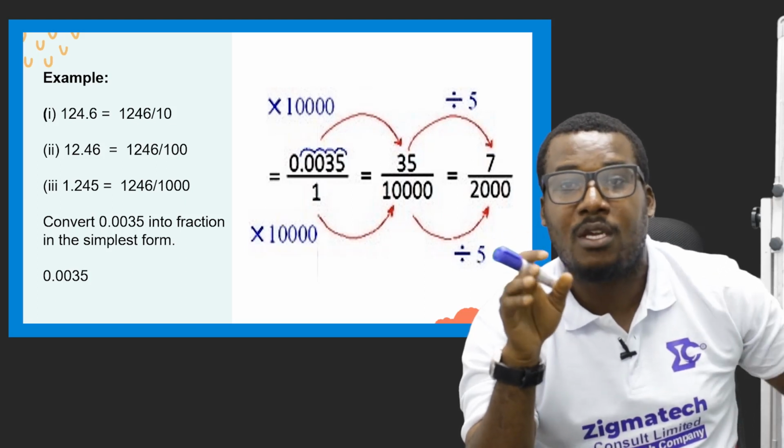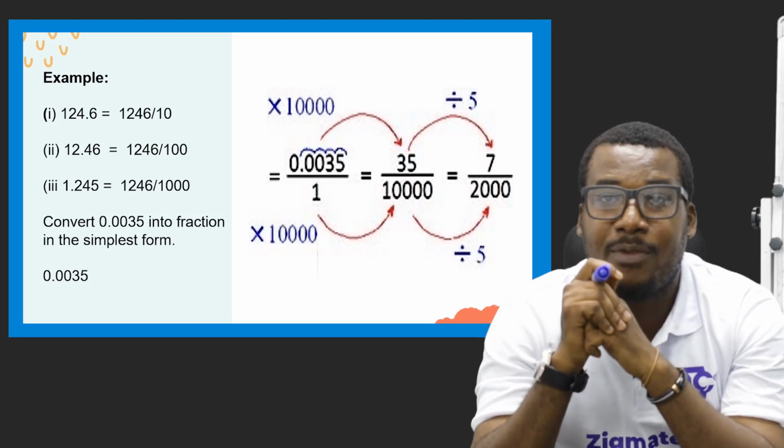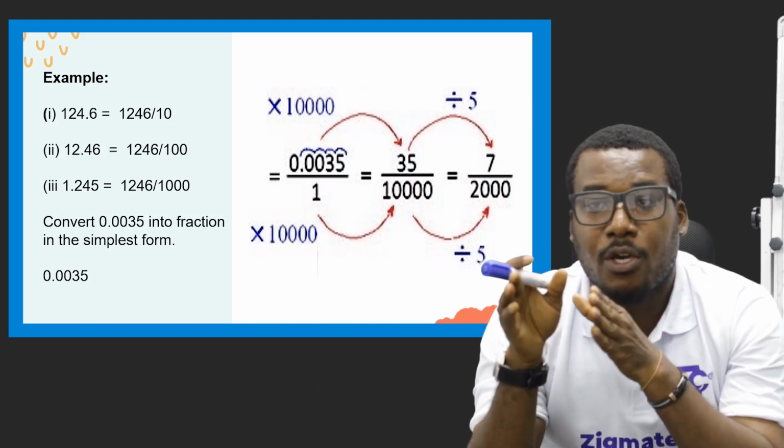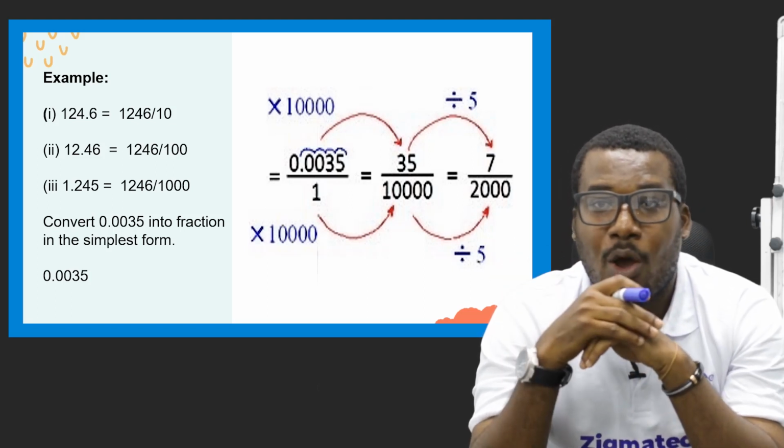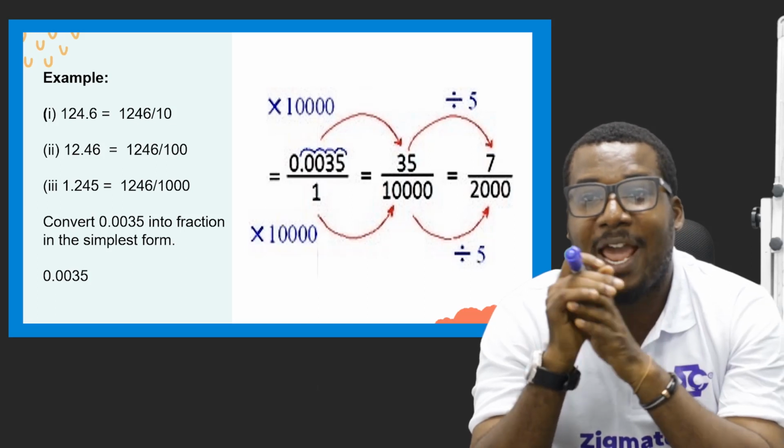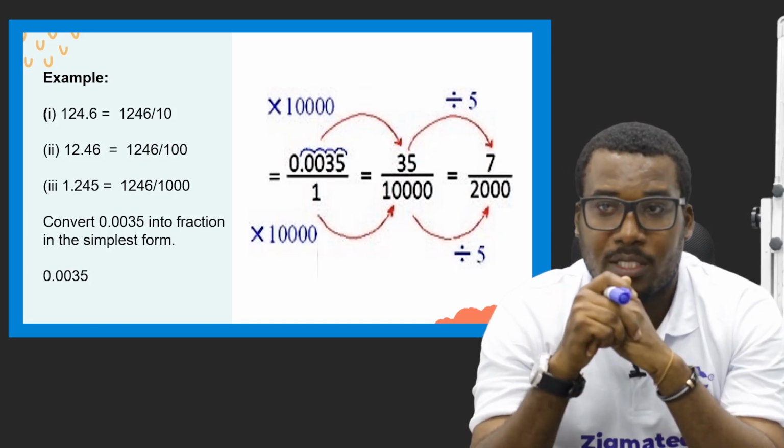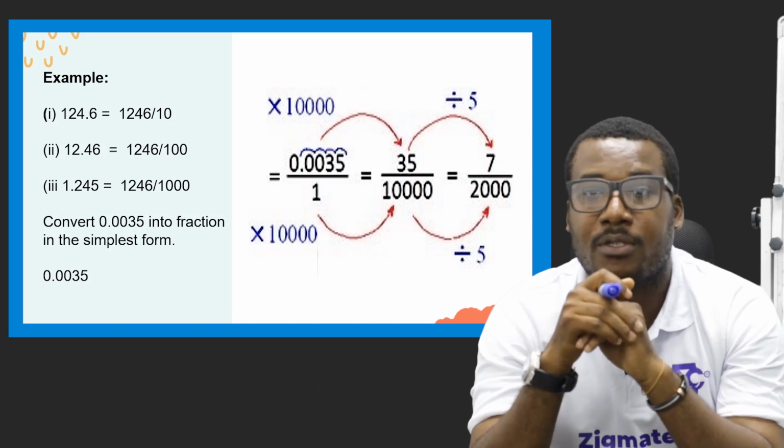1,246 over 1,000. Because you count 3 times to eliminate the decimal point. Thus, your numbers become 1,246 over 1,000.